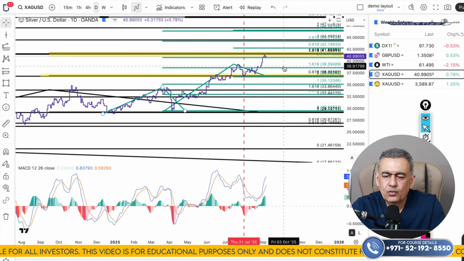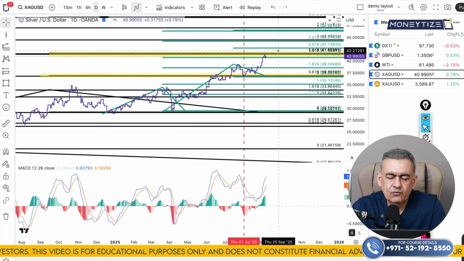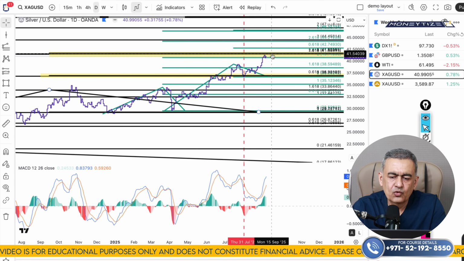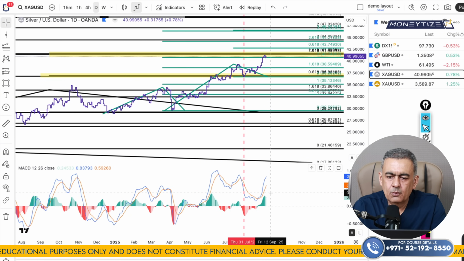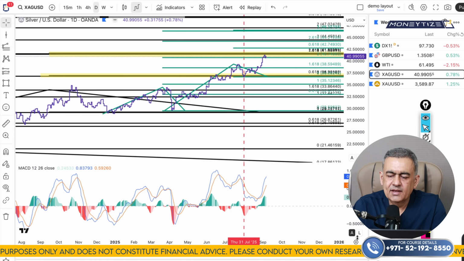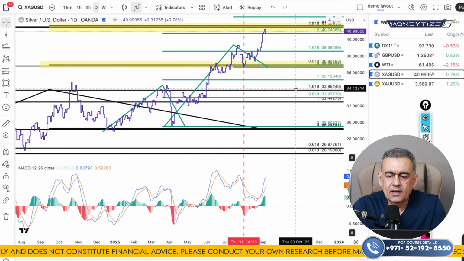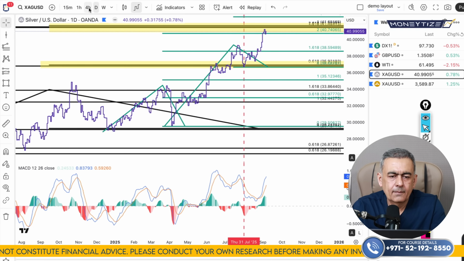So the closest support is at 38.59. We are sitting at the resistance level, but no signs against. The momentum is still bullish. So that's the reason I'm saying any pullback is to be taken as an opportunity to buy.